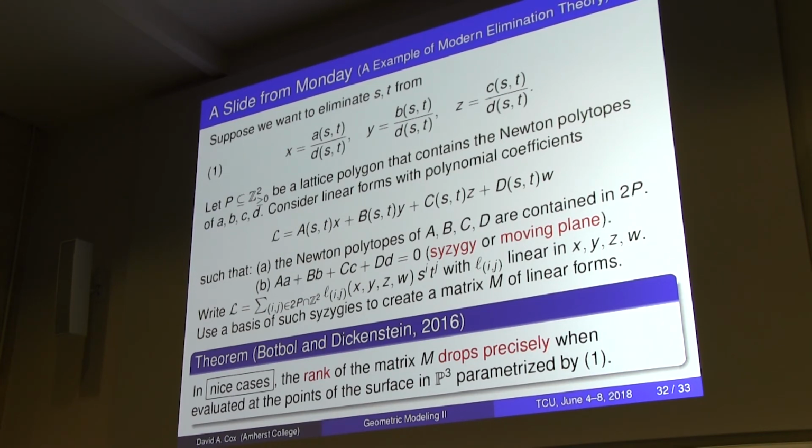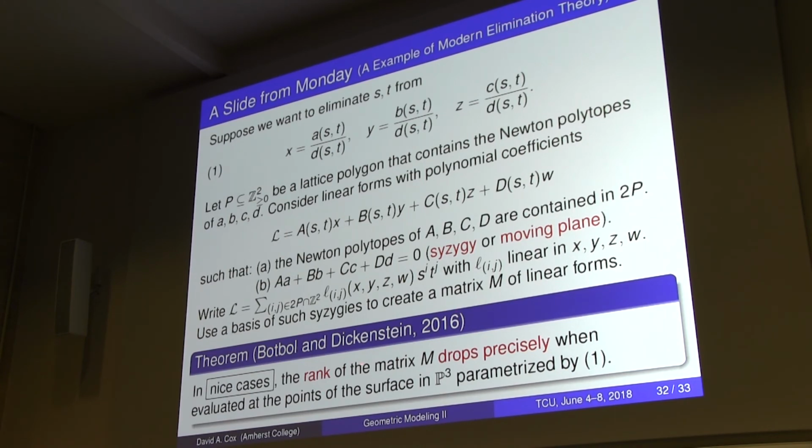And then you take a basis of these. Any one of these guys, you can play our game of writing as a polynomial in S and T with coefficients that are linear in X, Y, Z, and then I use a basis of those to create a matrix of linear forms. And again, lurking behind this is all the approximation complex and stuff like that. And of course, what I said on Monday is in nice cases.